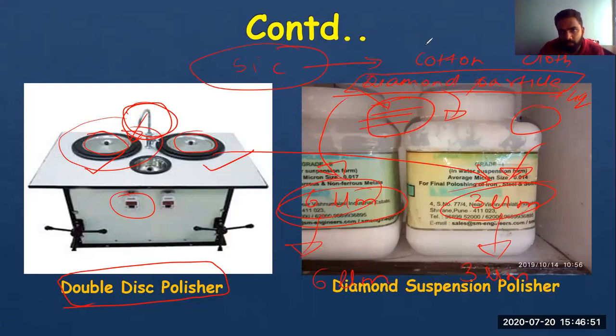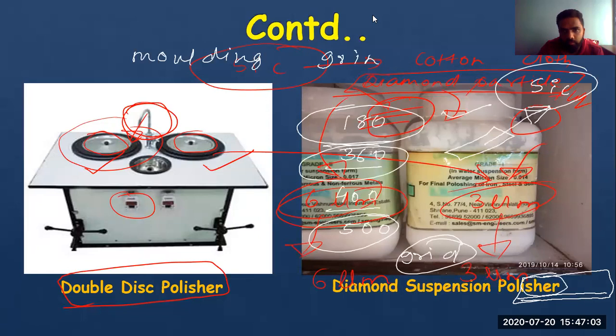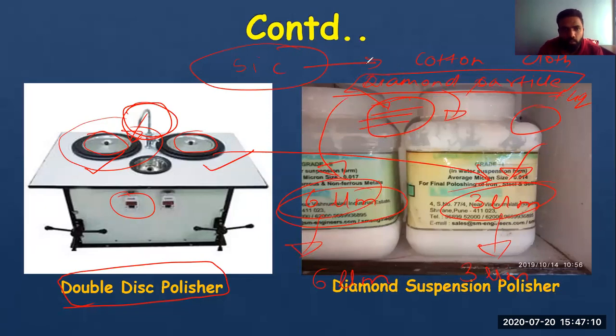One second. Why is it not getting clear? Just give me a second. Why is it not getting clear? This was of the last slide. No, this is of this slide only. Why am I not able to clear this drawing?